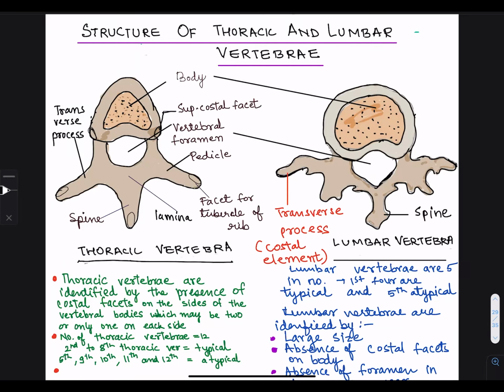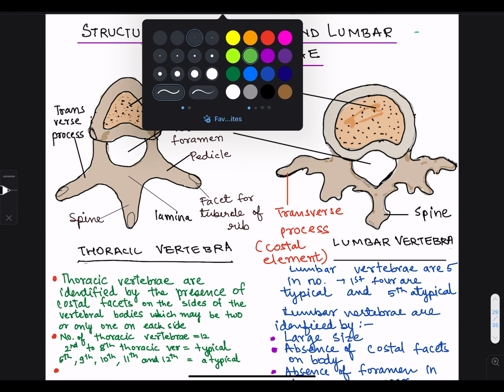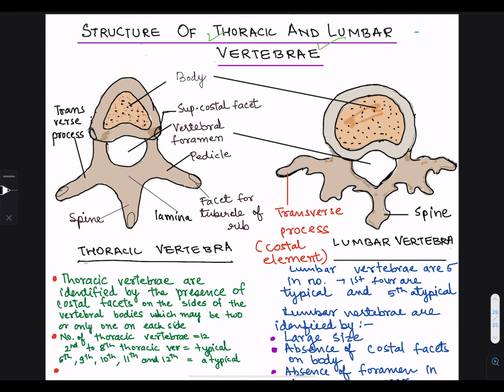In this video, we'll discuss the structure of thoracic and lumbar vertebrae. So let us start with the structure of a thoracic vertebra.